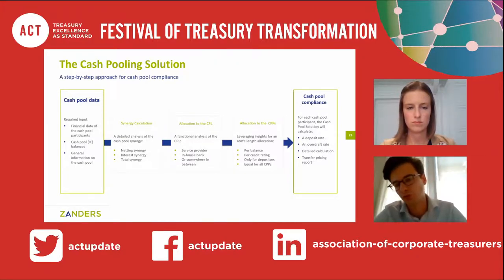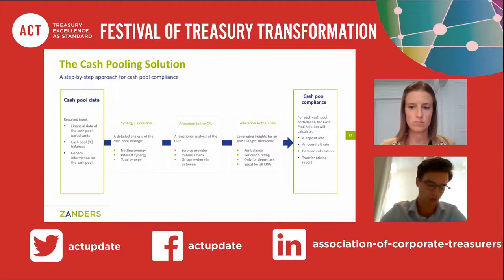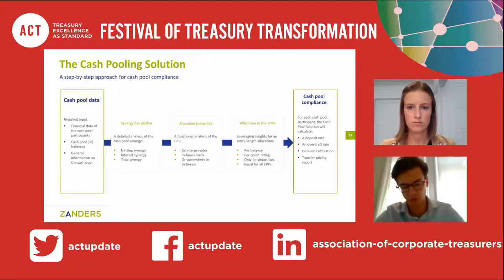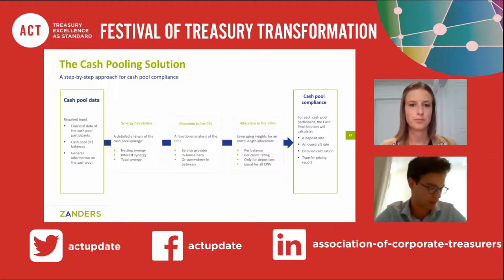So here it's good to also make a study of the contribution by balance and by credit rating of each entity towards the pool. And once that is determined, those allocated benefits should be priced into the interest rate, resulting in an overdraft rate and deposit rate per participant for the next period. And it's good, again, to document the specifics of the analysis, as well as the transfer pricing report with the methodology that you've used.